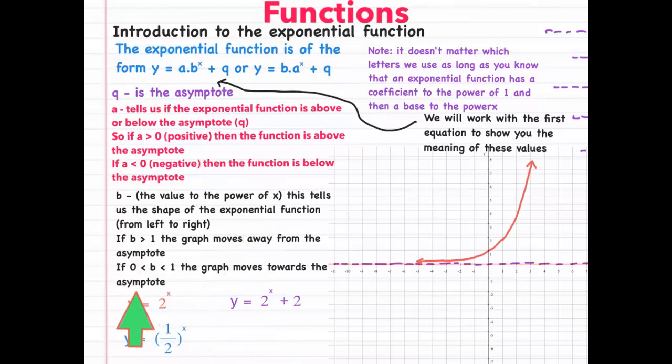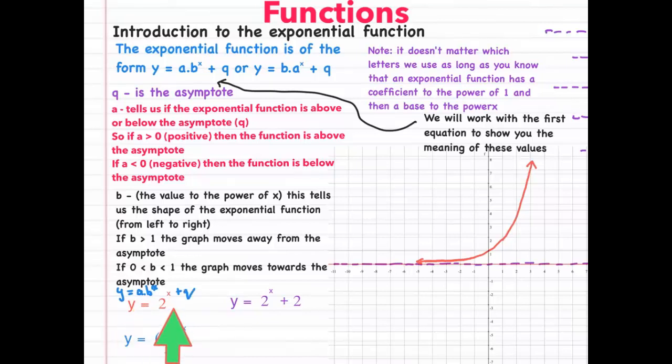Now, here we have the function y equals 2 to the power of x. Now let's just quickly see what we have here. We have y equals, and then we know that it's of the form a times b to the power of x plus q, right?